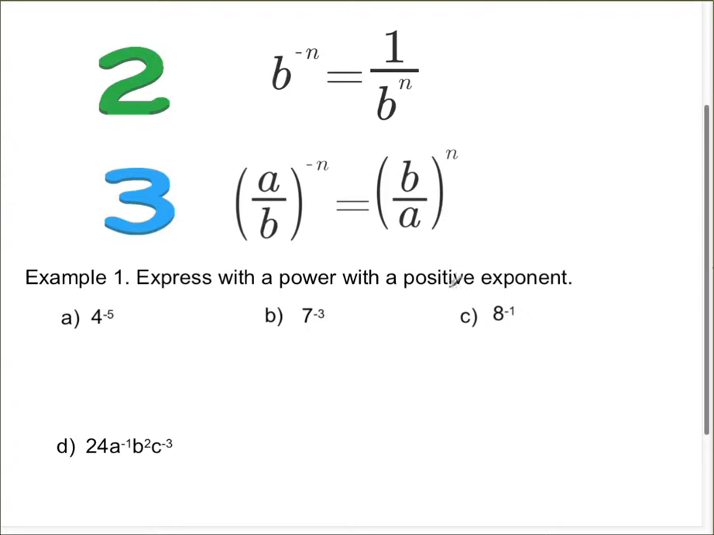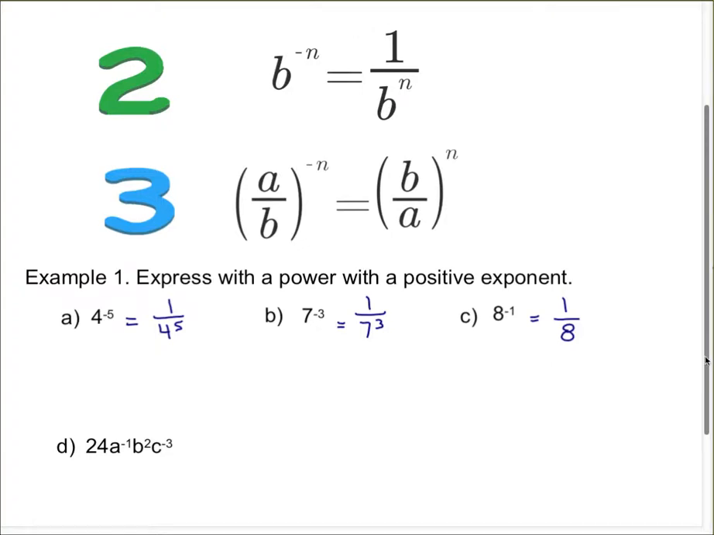This says express with a power with a positive exponent. So I don't want an answer here. It does not say evaluate. Evaluate is that magic word that says I want an actual final answer. No, this says express as a power with a positive exponent. So this is going to be the same thing as if I took 4 to the positive 5, but I put it under a 1. And this one is going to be the same thing as if I took 7 to the positive 3, but I put that under a 1. And this one is going to be the same as if I took 8 to the positive 1, which is just 8, and put it underneath a 1. So I've just flipped them over.